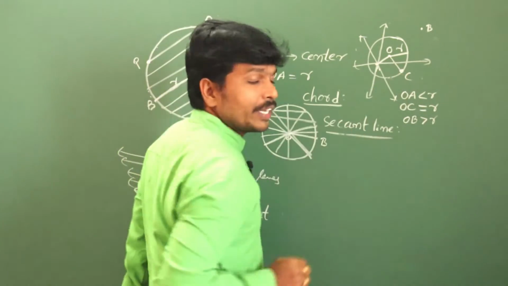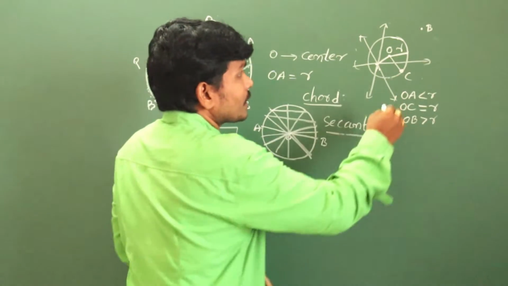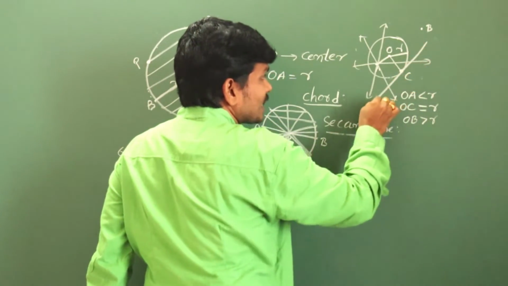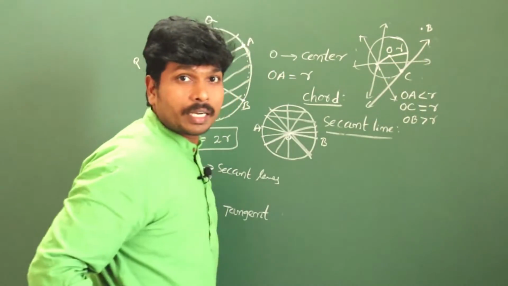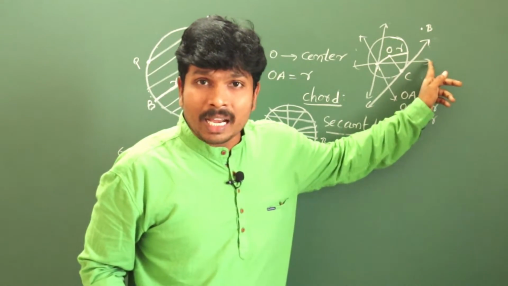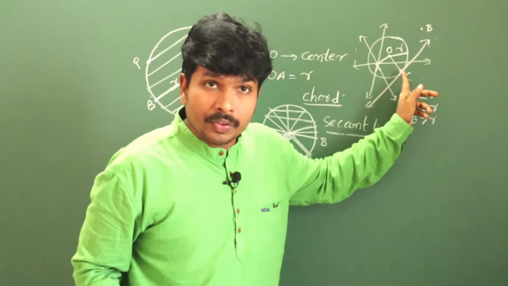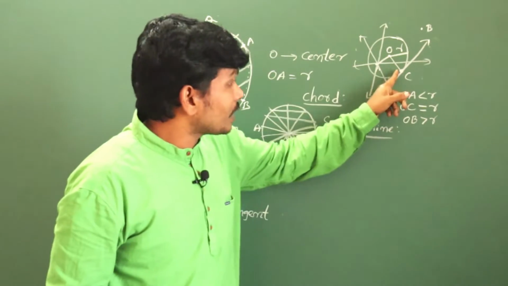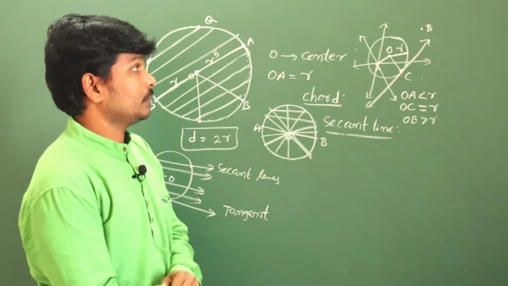Now take point C. It is a point on the circle. Only one tangent can be drawn. Yes, it is also correct. Only one tangent can be drawn through the point which is on the circle.